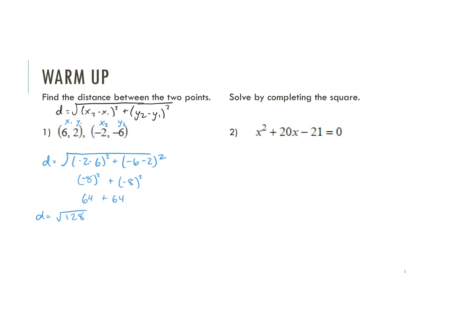Now, we need to simplify this radical, so I'm going to take 128 down here and split it up. Fortunately, I already know there's two 64s in here, so this is going to be 64 times 2. 64 is a perfect square, so this will come out, and d will be equal to 8 root 2. And that's distance formula. All right, let's move on to completing the square.